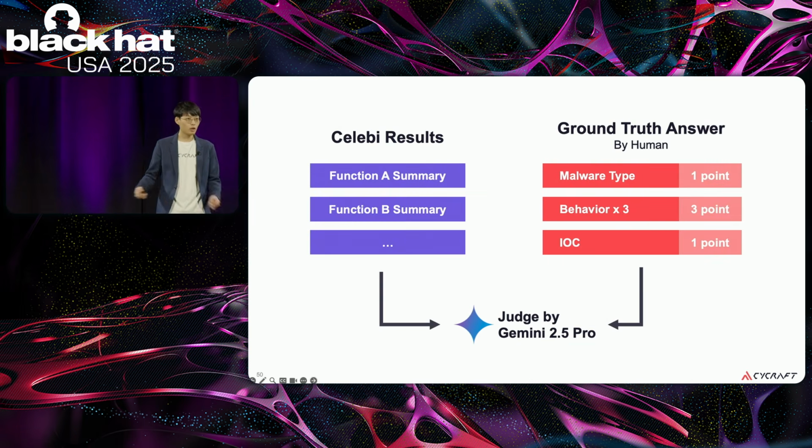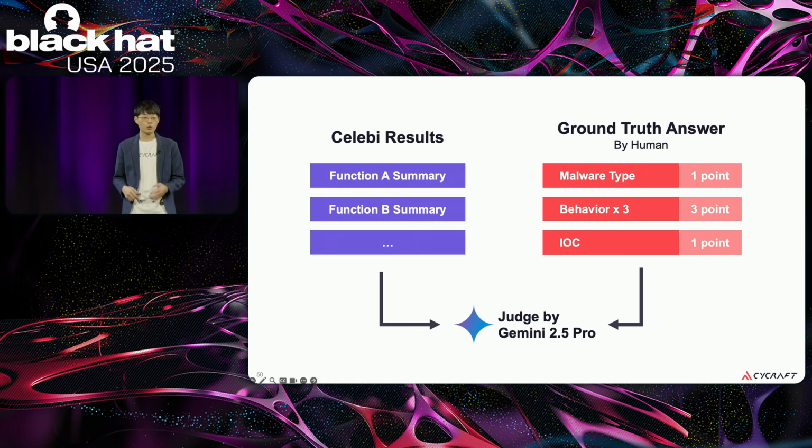So how do we evaluate the result? Here on the left, our system will output a list of function summaries, and on the right, we provide a ground truth answer, which is marked by a human expert. Every sample will have five questions: one for the malware type and three for the behavior, because behavior is important, and also one for the IOC. We will use an online large language model like Gemini 2.5 Pro to help us judge this result.